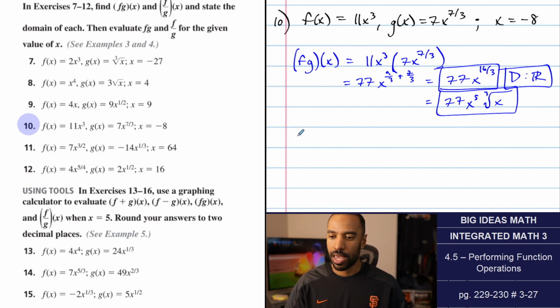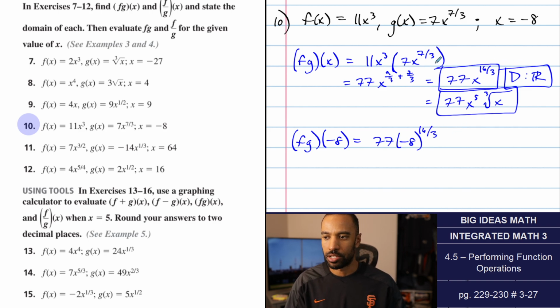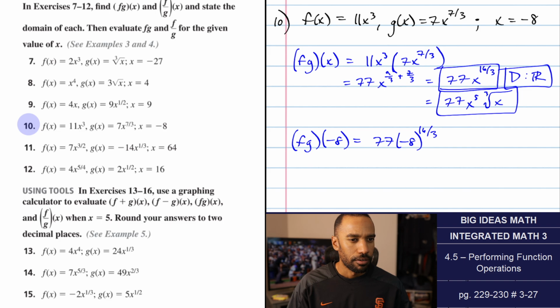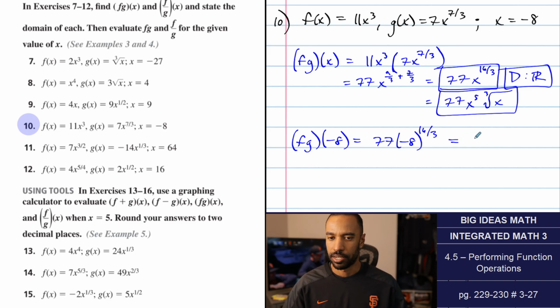But f times g of -8, let's do 77 times -8 to the 16/3 power. And here's the thing, we're going to raise to an even number anyway. It looks like it's just going to end up turning positive. So let's go ahead with that one. I was going to show you, but I don't think you need to see these ones. 77 times -8 raised to the, in parentheses, 16/3 power. Okay. 5 million, yeah, needed a calculator.